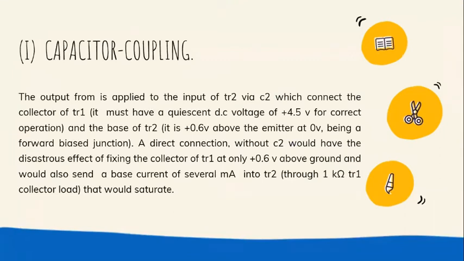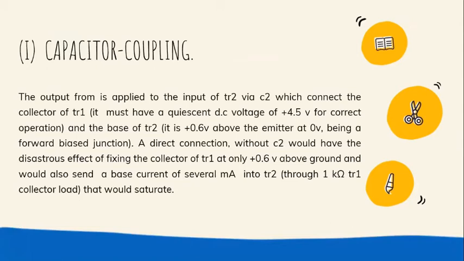Capacitor coupling. The output from TR1 is applied to the input of TR2 via C2, which connects the collector of TR1. It must have a quiescent DC voltage of plus 4.5 volts for correct operation, and the base of TR2 is plus 0.6 volt above the emitter at 0 volt.